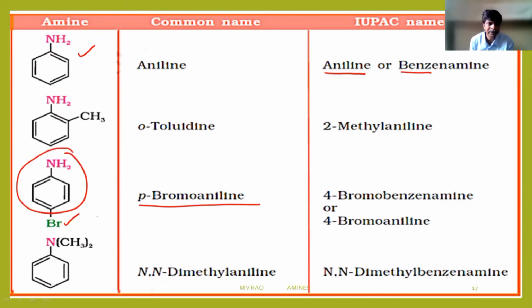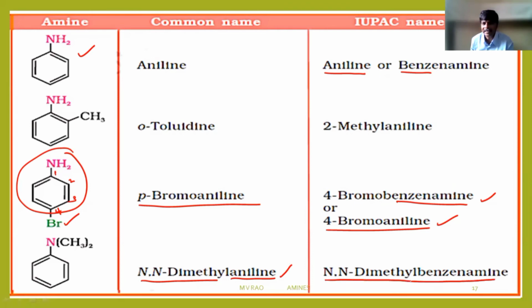In the para position, Br is there: para-bromoaniline. What about the IUPAC name? 1, 2, 3, 4. So 4-bromobenzenamine or 4-bromoaniline. This compound is aniline, the main compound. Two CH3s are there, so N,N-dimethyl aniline. N,N-dimethyl benzenamine is the IUPAC name.